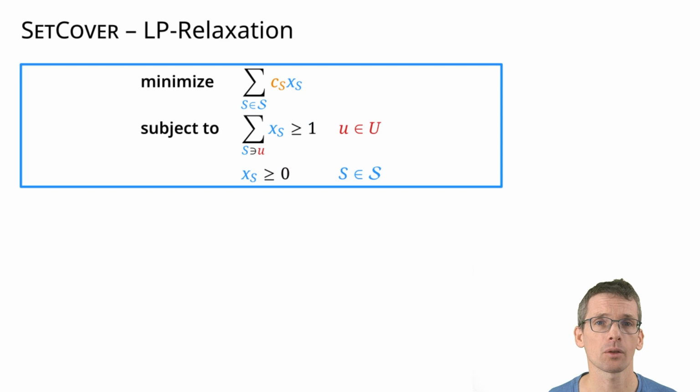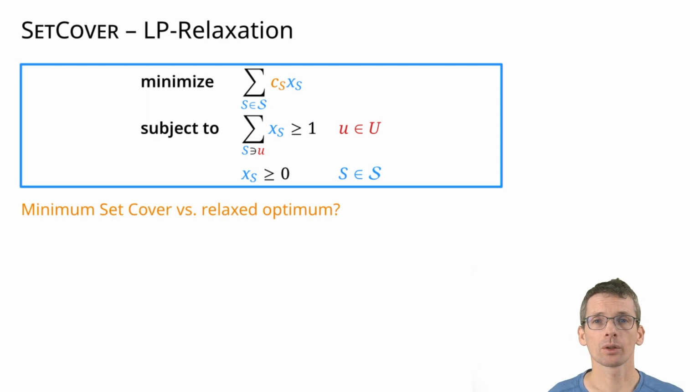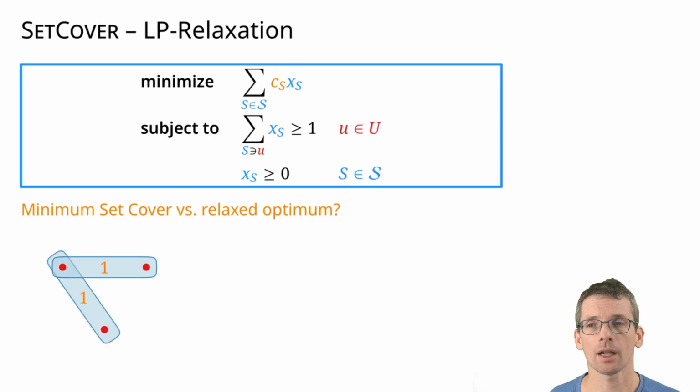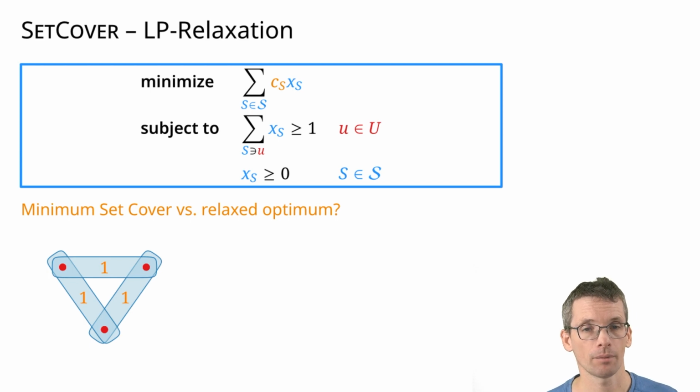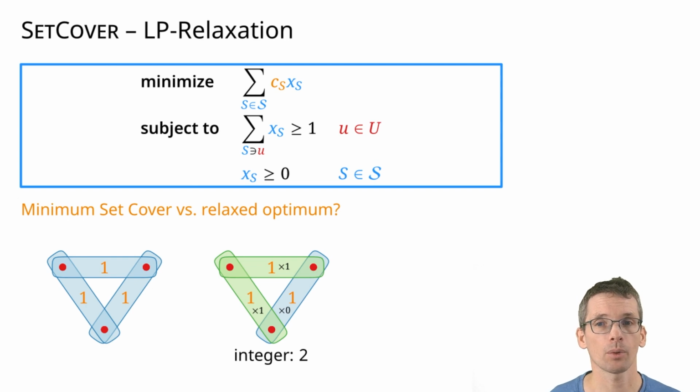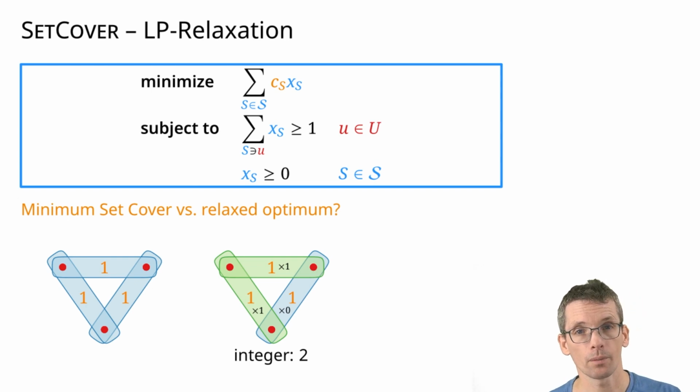So here again is the relaxed LP. How could the optimal solution to a relaxed LP look like, and in particular differ from the optimal solution for the ILP, so for the set cover problem? Let's take an example with 3 elements, and we have the following sets. Simply every pair we cover by a set that has cost 1. So what does the optimal set cover look like? The optimal set cover will have to pick 2 of the sets to cover all 3 points, and therefore will have a cost of 2.